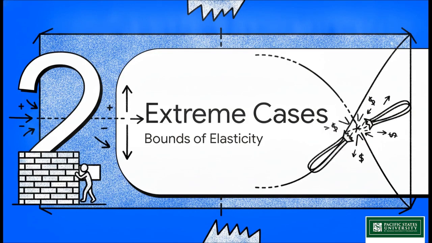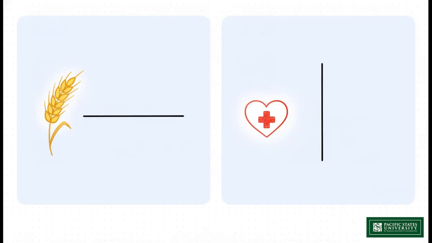Moving right along, let's head into Section 2, Extreme Cases of Elasticity. Now we are going to push the boundaries of the model. Just like in physics or engineering, stress testing our economic theories at the absolute extremes helps us understand the outer limits of market behavior. The two theoretical boundaries we look at are infinite elasticity and zero elasticity.